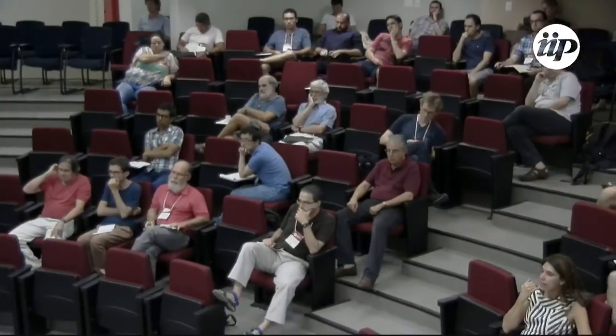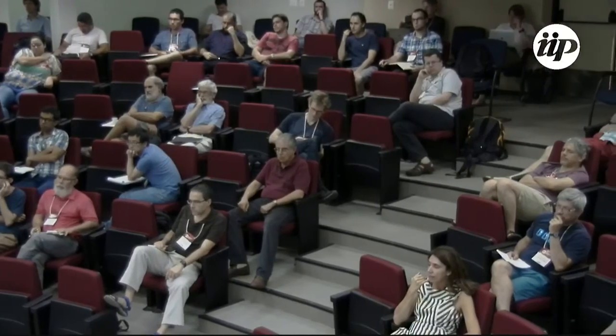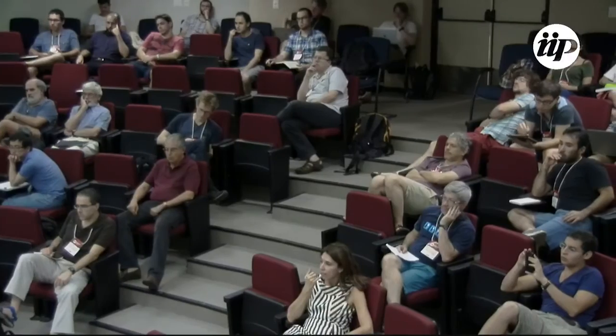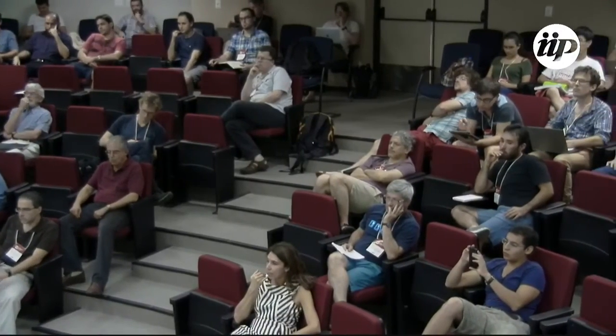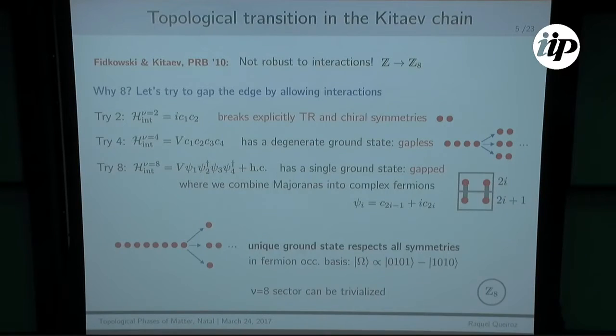What Fidkowski and Kitaev told us is that this is not robust to interactions. In fact, if we put eight of these chains, it's possible to write down an interaction that would adiabatically connect this state to a trivial state. The way we can understand this is simply by looking at the edge. Let's look at our Majoranas at the edge and write down what we can possibly write in order to gap them out, preserving, of course, the symmetry.